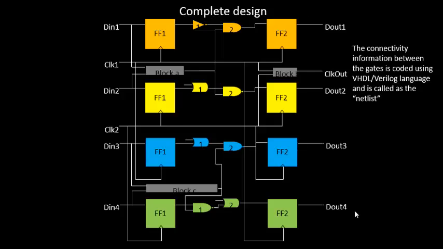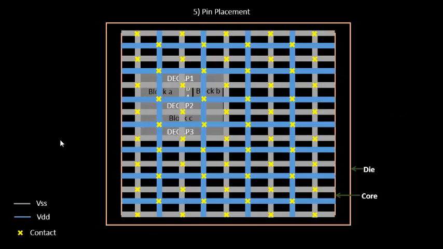We have four output data ports, which are dout1, dout2, dout3 and dout4, and we have one clock output port, which is clock out. So let's try to place all of them in the chip that we are trying to design. We have this particular core and die, and there is an area between the core and die which is empty. Let's try to fill this up with the pin information.